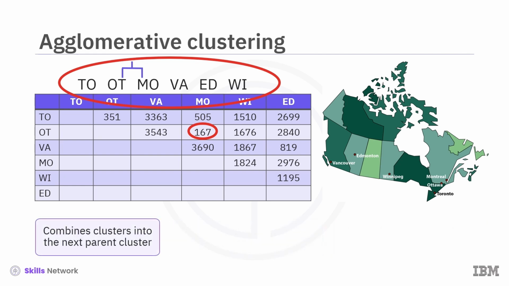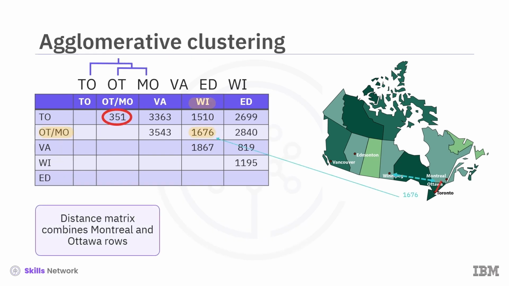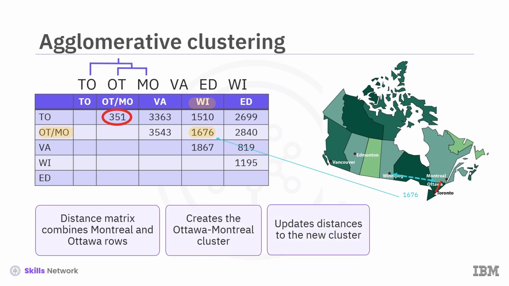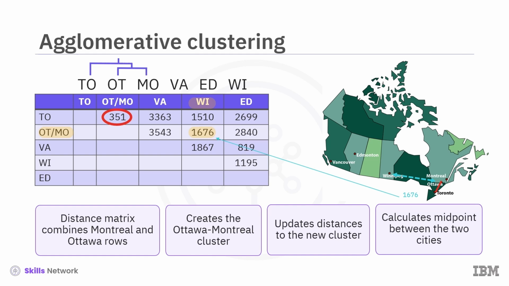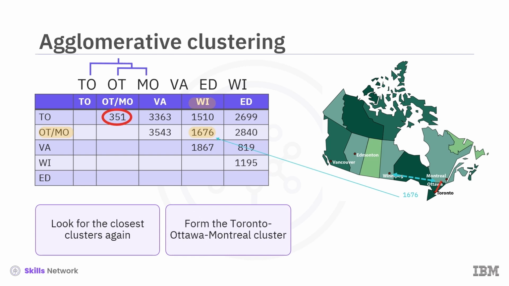As the algorithm progresses, you can visualize the hierarchy of clusters with a dendrogram, as indicated by the red oval. The distance matrix combines the rows and columns for Montreal and Ottawa in the Ottawa-Montreal cluster. The distances to this new cluster are updated and calculated as the midpoint between the 2 cities. Next, look for the closest clusters again. The Ottawa-Montreal and Toronto clusters are the nearest, forming the Toronto-Ottawa-Montreal cluster.